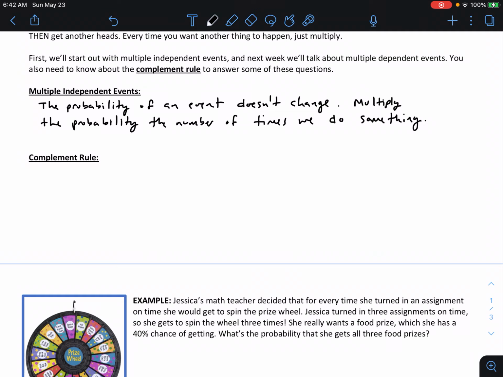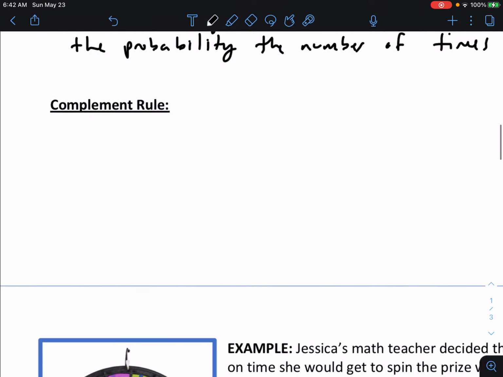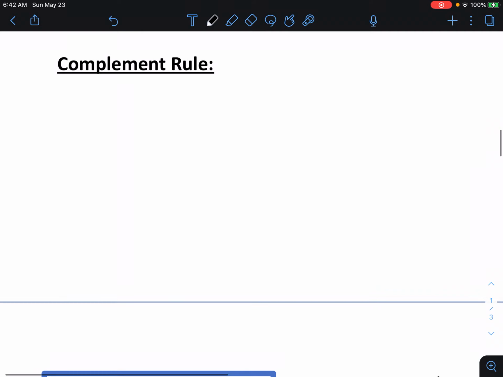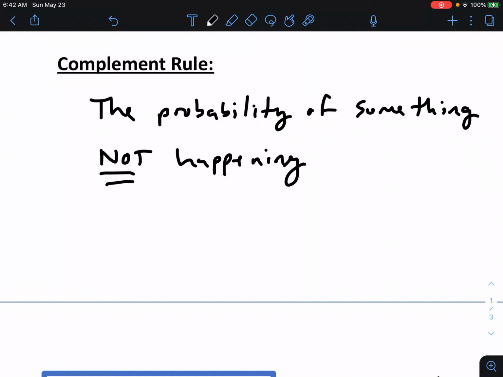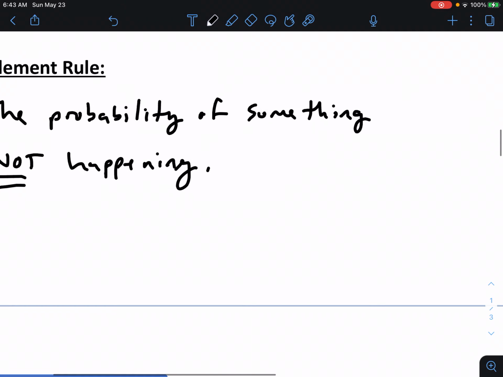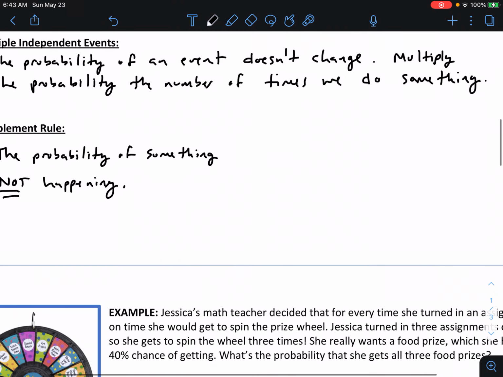Okay, so the complement rule is pretty simple, but it's something that people have a hard time thinking about. So the complement rule is the probability of something not happening. Okay, so we've been talking about flipping a coin, and I'm not going to use flipping a coin as an example because it's not a good example for the complement rule. But let's say that I'm going to give you two examples.